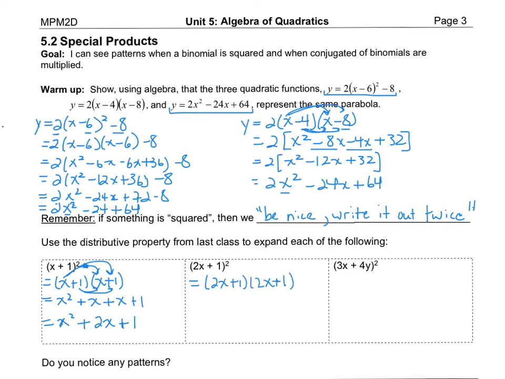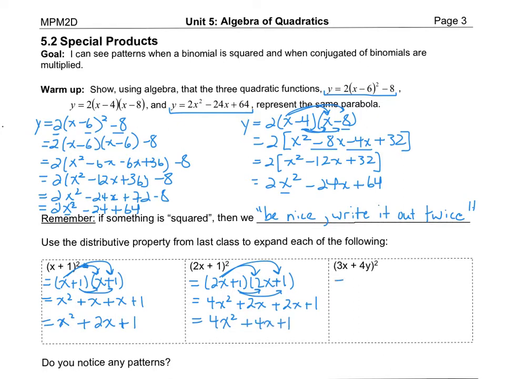That 2x has to multiply both the 2x and the plus 1. That's going to give us 4x squared plus 2x, and then the plus 1 has to multiply the 2x and the plus 1. We're going to get a plus 2x and a plus 1 from that. Collecting like terms, we get 4x squared plus 4x plus 1.